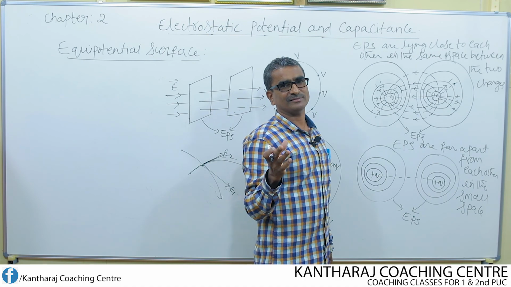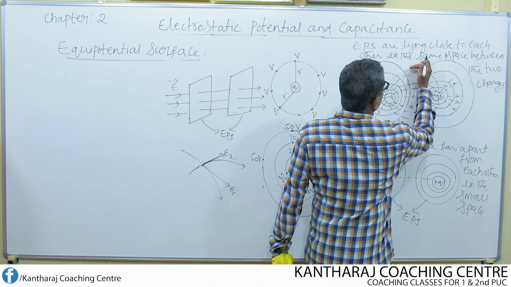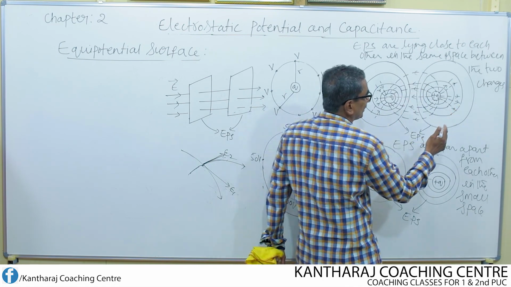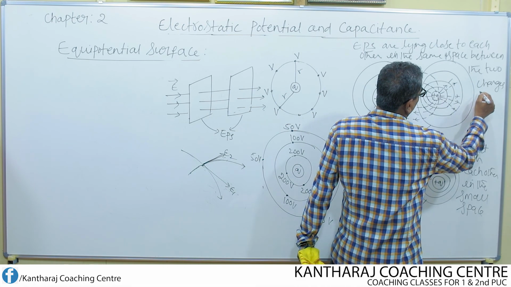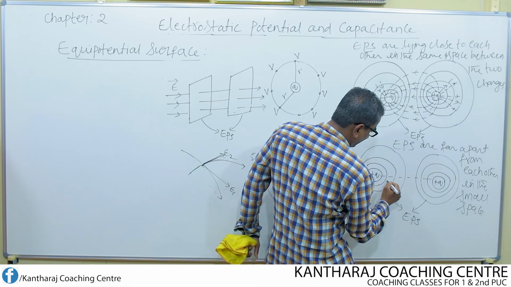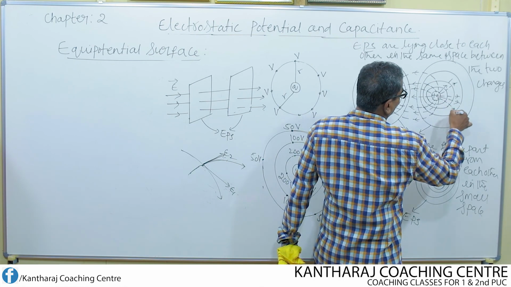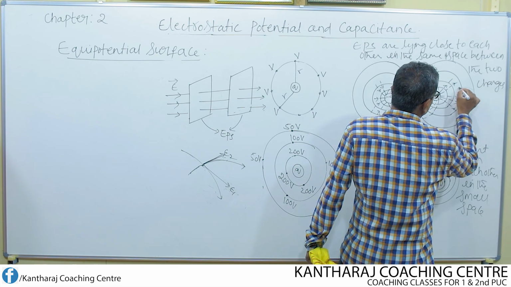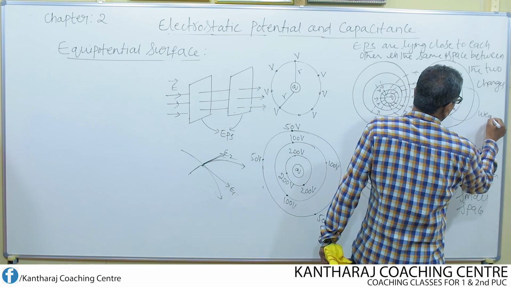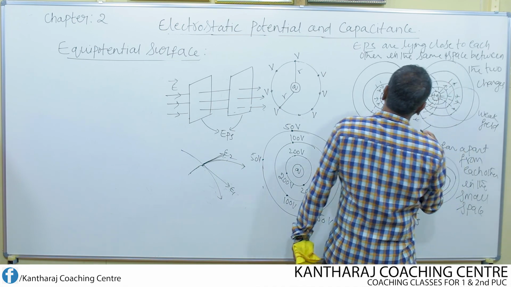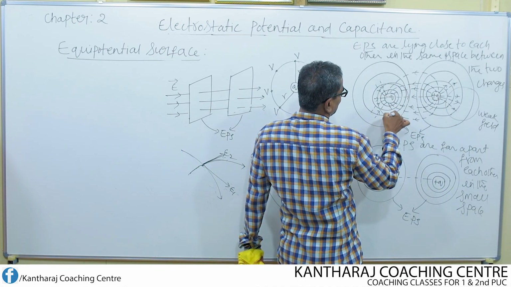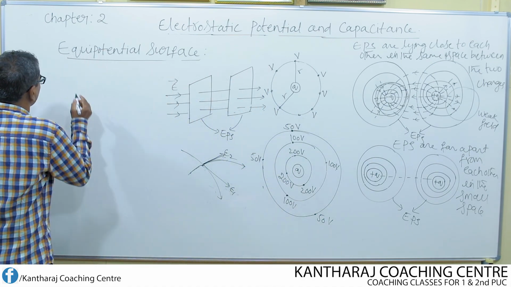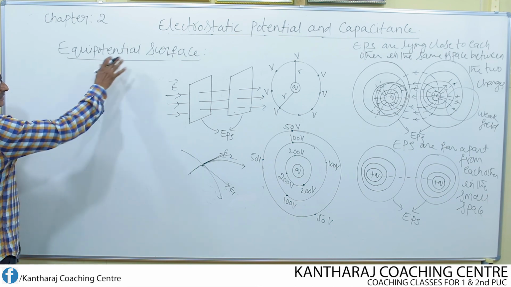to each other. Here, the electric lines of force are far away from each other. Therefore, in this region, the electric field is weak. Similarly, here, the equipotential surfaces are far away. Therefore, in this region, it is found to be a weak field. So, this is one property. This is the region of weak field, whereas this is the region of strong electric field. So, let us write what is meant by equipotential surface, that we understood.